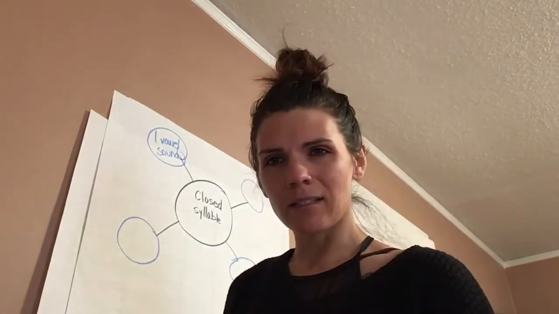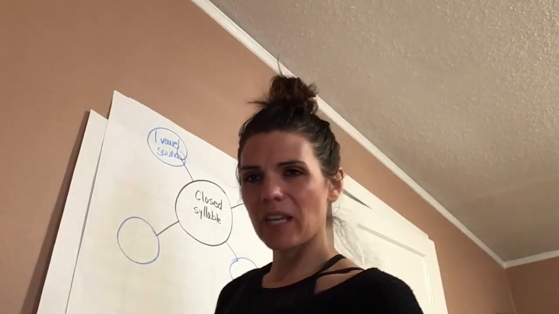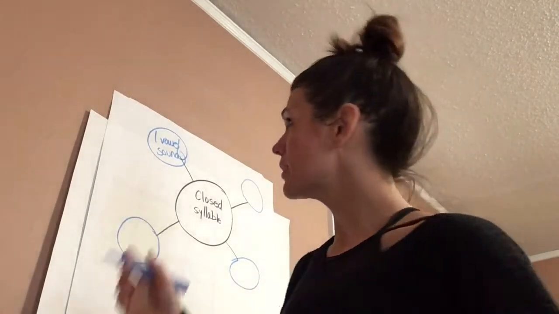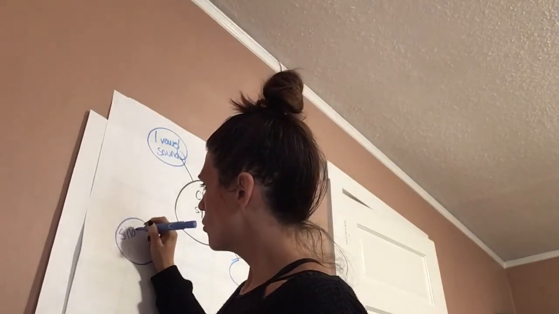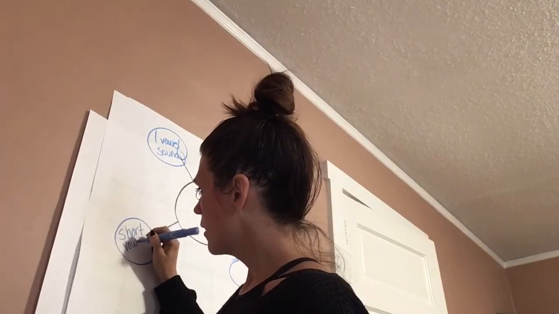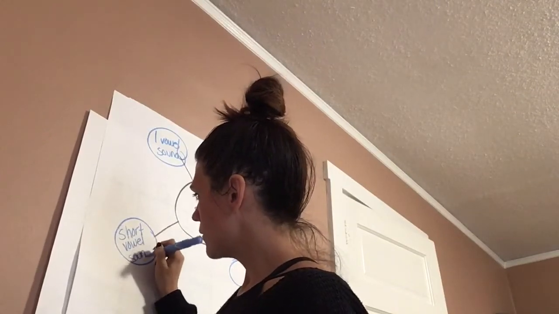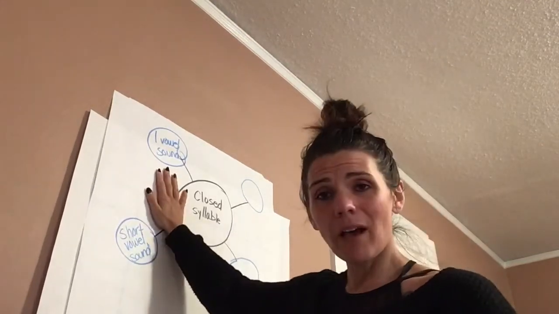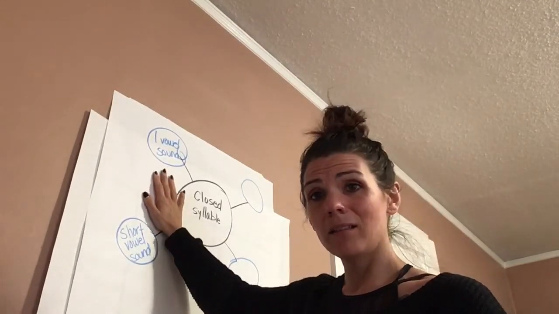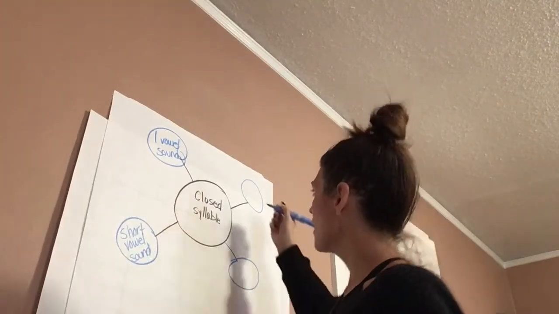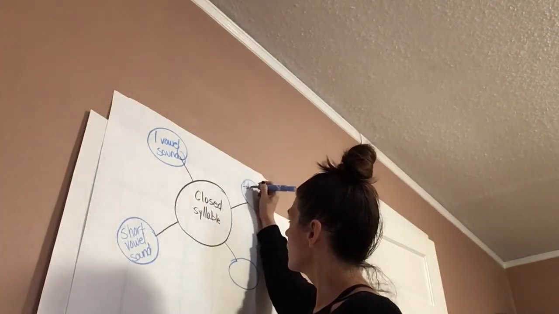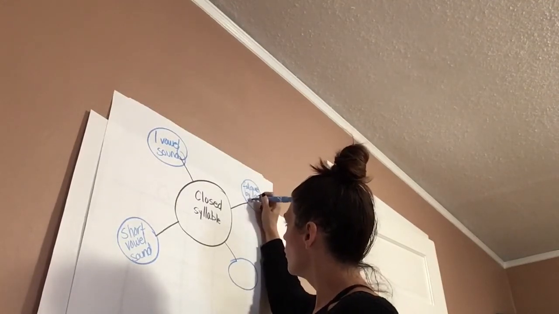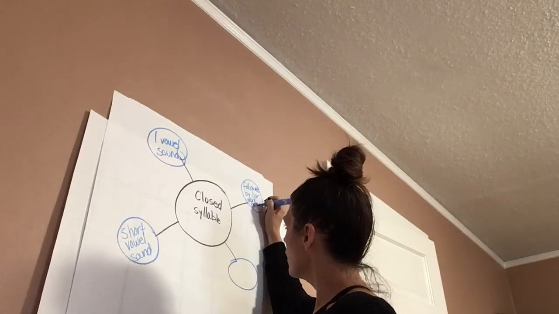Okay, what else do we know about a closed syllable? If we have one vowel sound, what type of a vowel sound is it? Short. Short vowel sound. Okay, what else do we know? That one vowel is followed by one or more consonant.